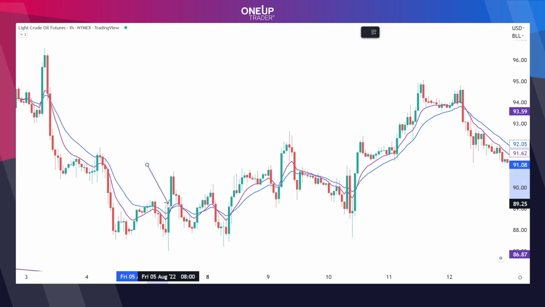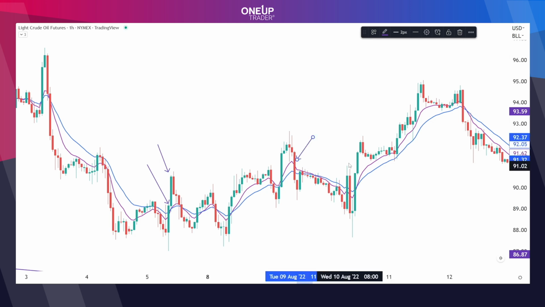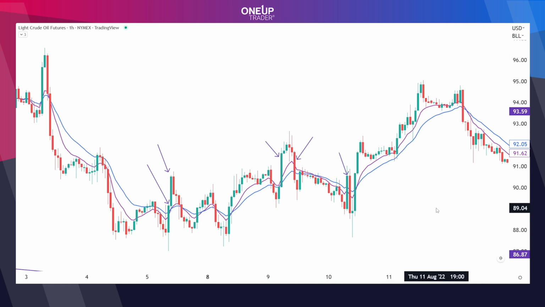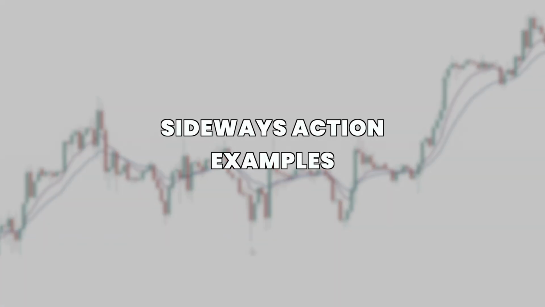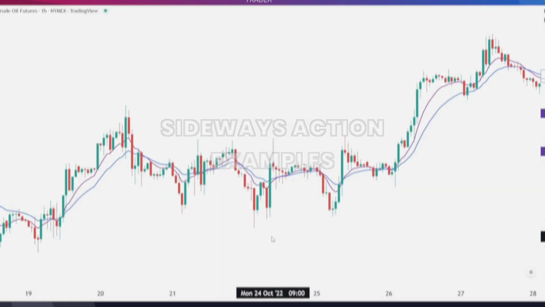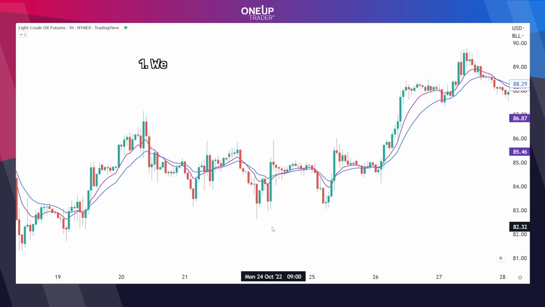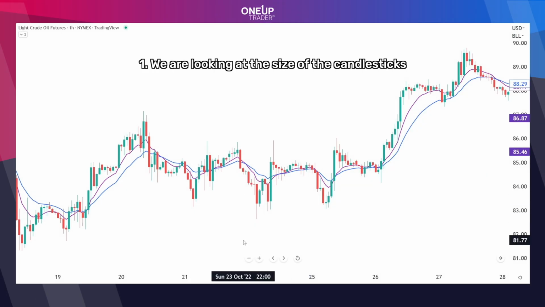And I can mark them off. We've got one here, we've got one here, we've got big red candles, big green candles. This is just showing volatility and a lot of confusion in the market. That brings us to the next point, which is avoiding sideways action. So we know that the first thing we can look at is the size of the candlesticks.